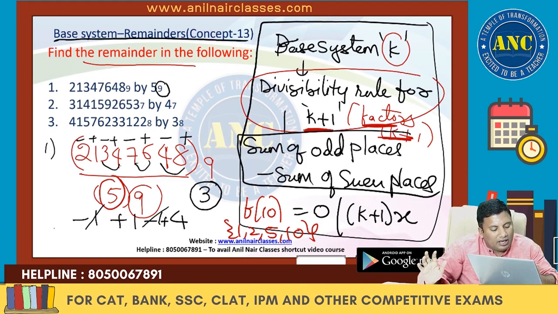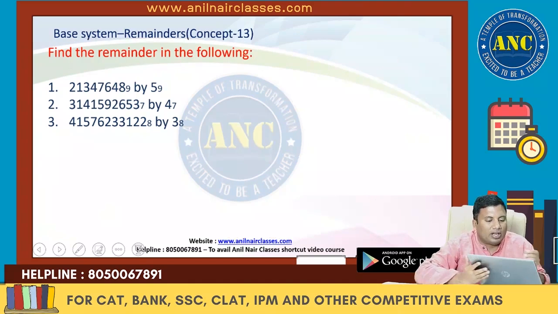So 8 minus 4 is 4. 6 minus 7 is minus 1. 4 minus 3 is 1. 1 minus 2 is minus 1. Minus 1 minus 1 is minus 2. 4 plus 1, 5. 5 minus 2 is 3. Over, answer. Easily you can solve.